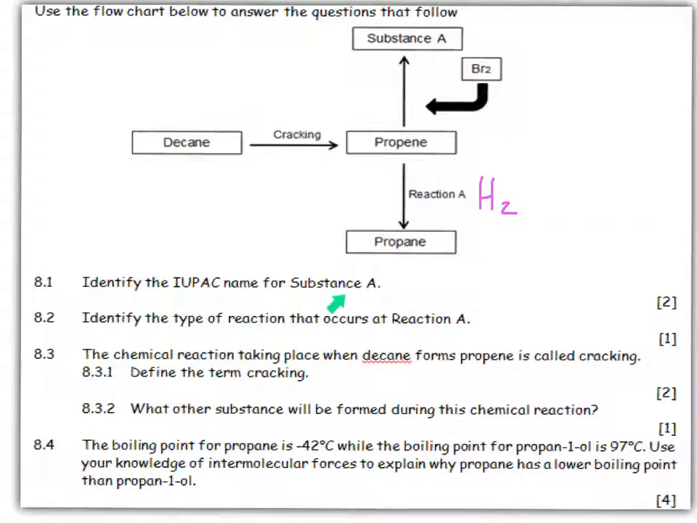Identify the IUPAC name for substance A. Well, if I was going to take propene, and make it into propane, I would have added bromine. So the double bond would have opened up and I would have put one bromine over there and one bromine over there. So it's 1,2-dibromopropane.